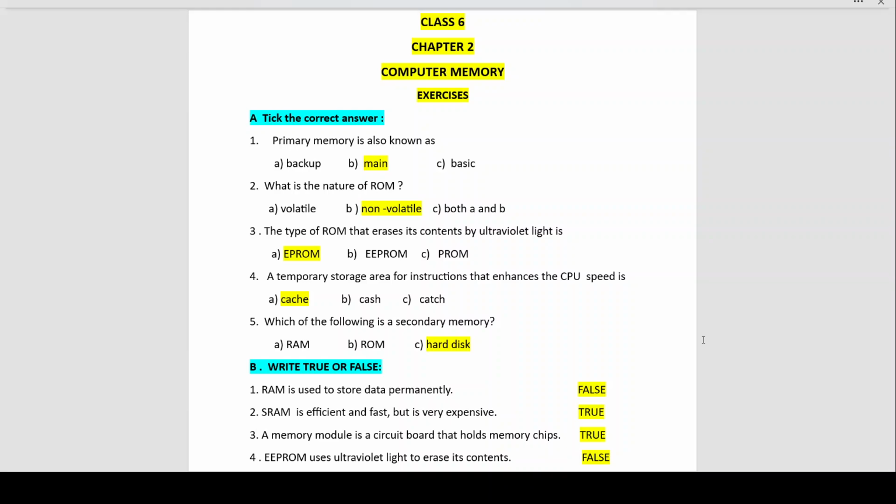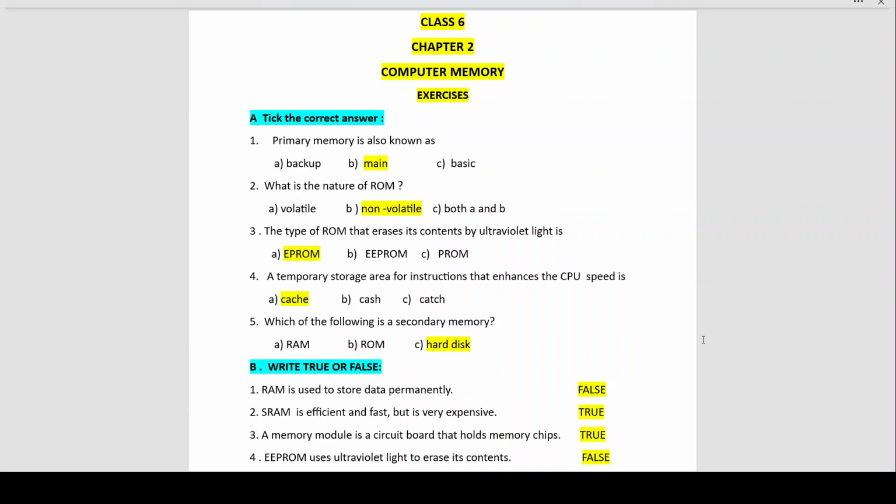Number 2. What is the nature of ROM? ROM means read only memory. So its nature is non-volatile. Number 3. The type of ROM that erases its contents by ultraviolet light is EEPROM, erasable PROM.